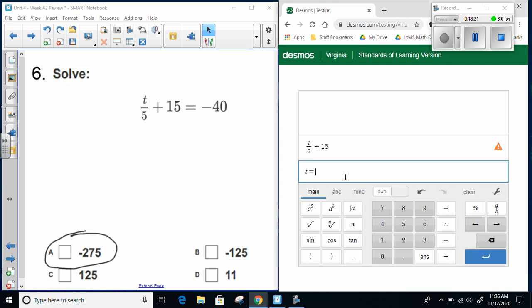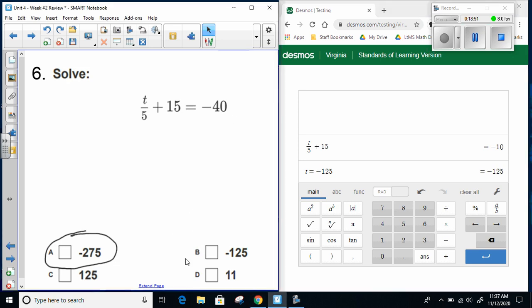Now, I want to go ahead and type in t equals, and I can take these answer choices below and plug them in. When I plug in the answer for t, I should see negative 40 pop up here in Desmos. So if negative 40 shows up here, then I have the right answer. If it doesn't show up here, then I don't have the right answer. So let's start with B, negative 125. When I type in a negative 125, notice Desmos says the answer is negative 10, and that was not what we want it to say. We want it to say negative 40, so B is a bad choice.